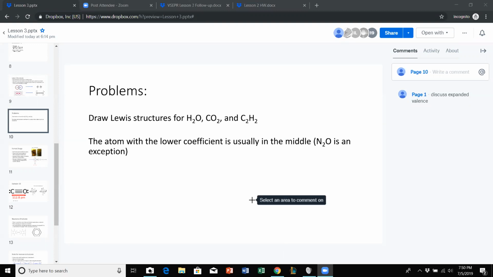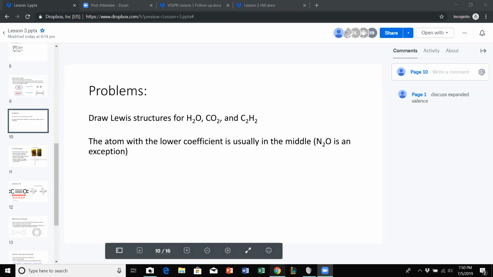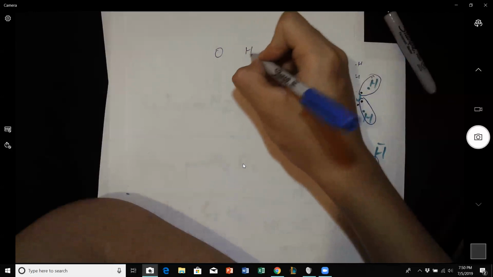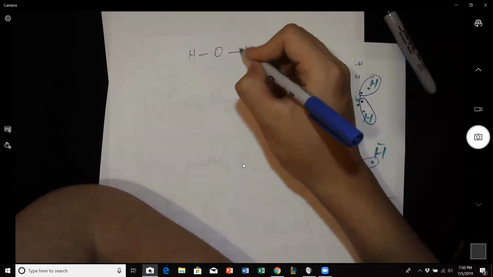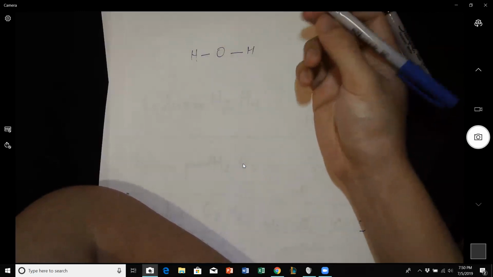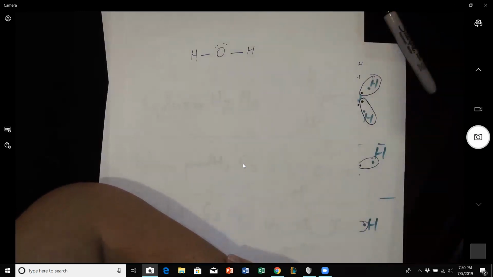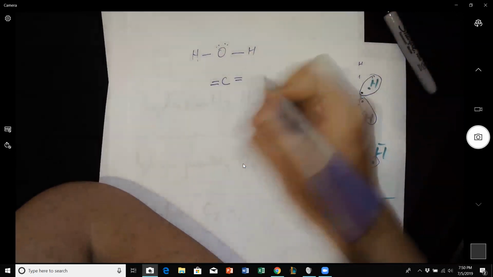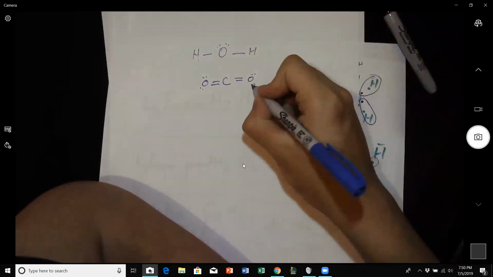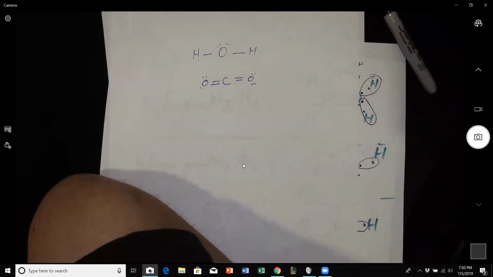Okay, so just to confirm the answers. Let's do this. So the oxygen, and then we have an H and an H. Each hydrogen wants 2 electrons, so it forms a single bond. And now this oxygen has 1, 2, 3, 4 electrons, so we need 4 more. So just put it here. And that's it. And then for CO2, the carbon wants 4 bonds, and then each oxygen wants 2. And then we just fill in the lone pairs.